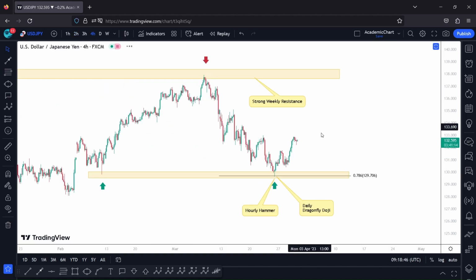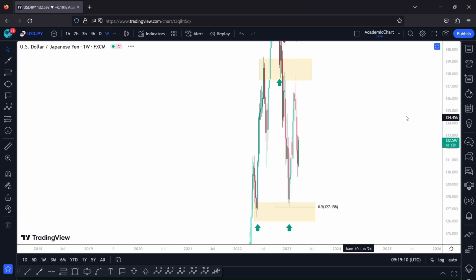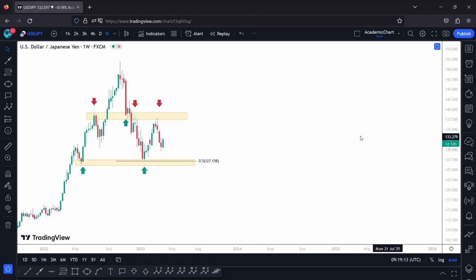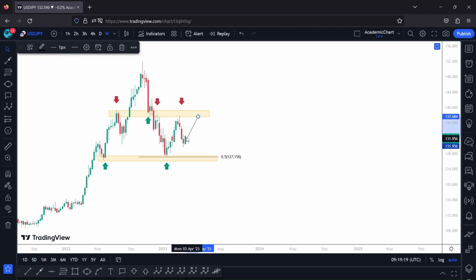But coming back to the 4-hour, since I have seen a dragonfly doji on the daily and also a hammer on the hourly, as well as the 78% and the support zone, I'm expecting even more bullish momentum to the top to create a new higher high after this one. But in the long term, also coming back to the weekly where we started, I'm expecting that this momentum might continue, as we can see a very powerful green candle in the current week.